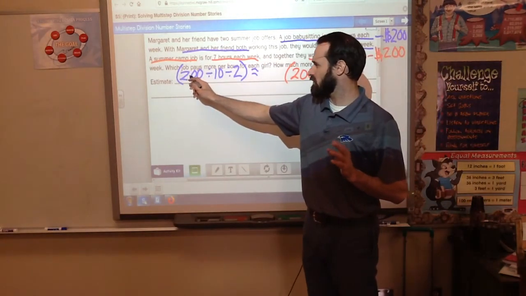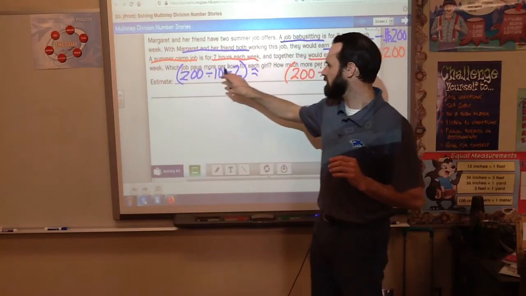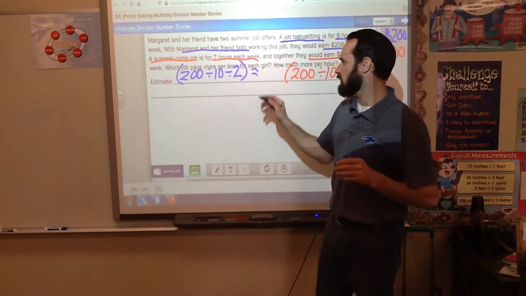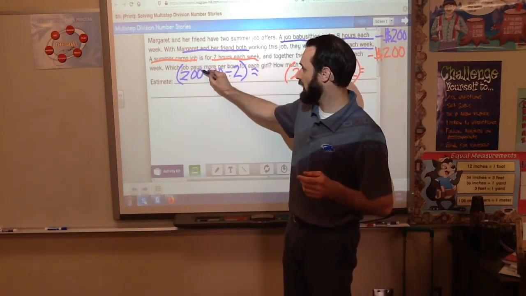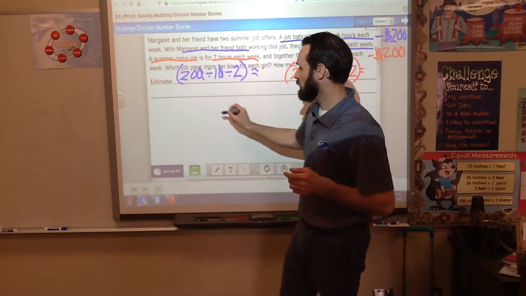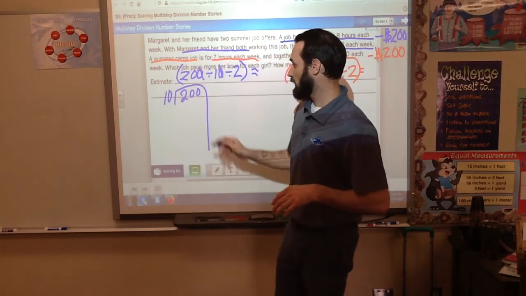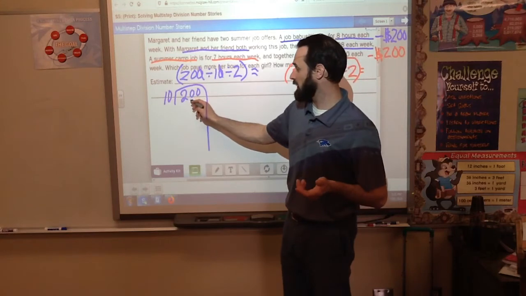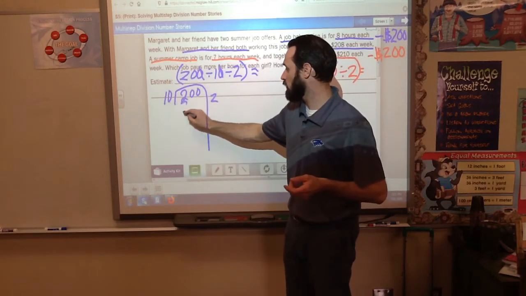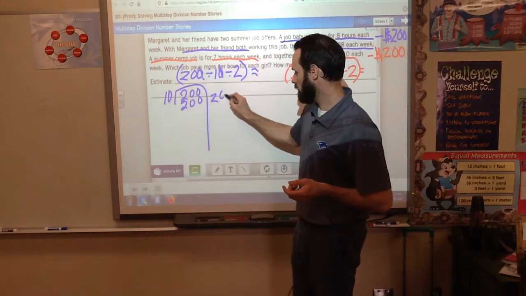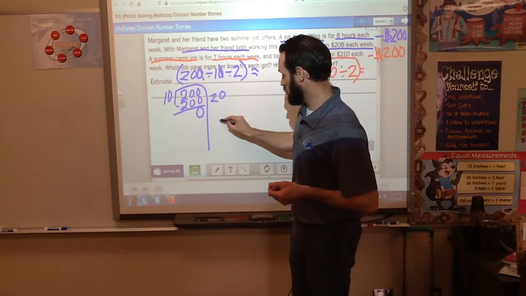You can do this in any order. You can go 200 divided by 10 divided by 2, or you can go 200 divided by 2 divided by 10. I'm going to show you the easiest way to divide by 10. If we're dividing by 10, we can just get rid of these zeros. Let's take a look at it if we divide. How many times can 10 go into 20? 2 times. 2 times 10 is 20. Add a 0, and subtract. 200 minus 200 is 0, so your answer here is 20.